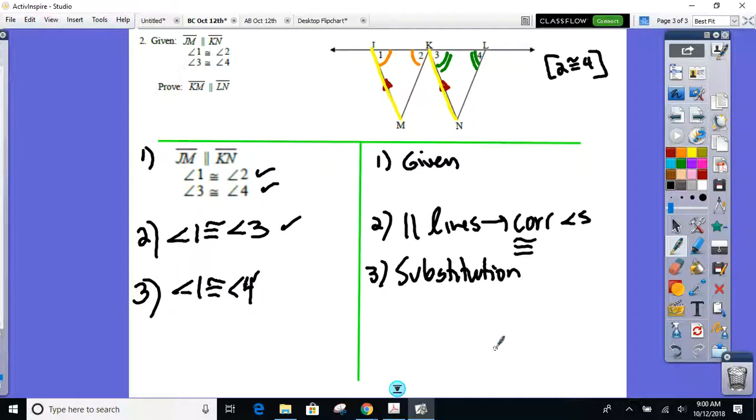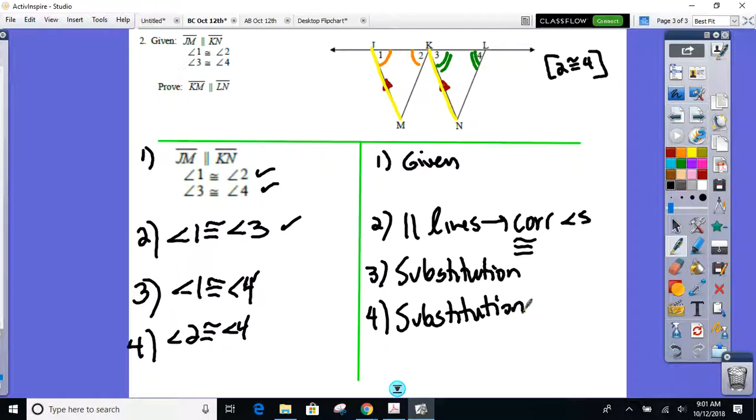Okay, notice the one I haven't used yet. 3 and 4, 1 and 4. What do you got for me? Sorry, 1 and 2, 1 and 4. 2 and 4. A second what? Substitution. Those are the angles I wanted congruent, so what do I know about my lines now? I needed 2 and 4. What do I know about my lines?